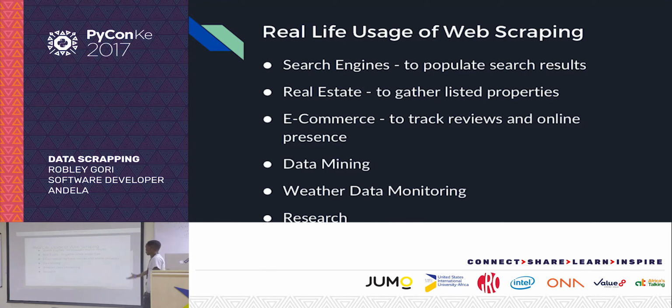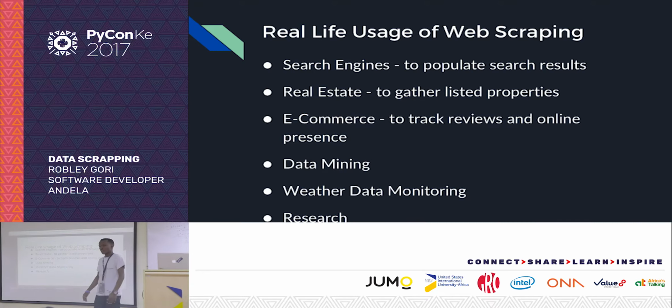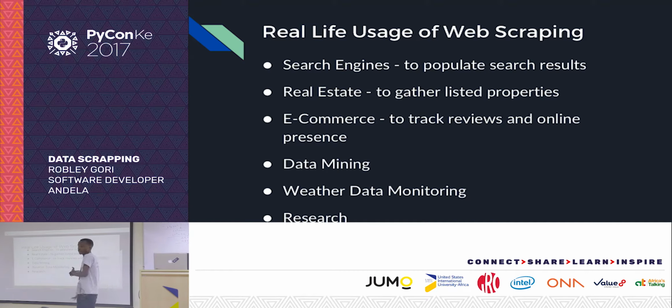So, real life usages of scraping. We have search engines. If anyone knows how Google does it, the SEO optimization: Google scrapes your pages and indexes your data so that it can be available in the search. Then real estate, I actually built a scraper for real estate guys. They use it to scrape properties and index them to list them for their clients who are looking for properties with certain criteria. Then e-commerce, where companies use scrapers to find reviews and their online presence, so they can know how their users are reacting to their products, be it on social networks or on their blogs.